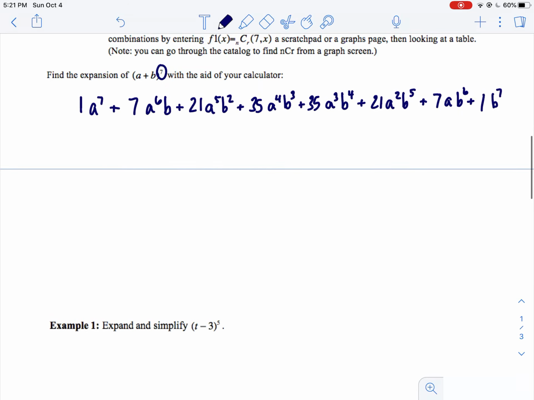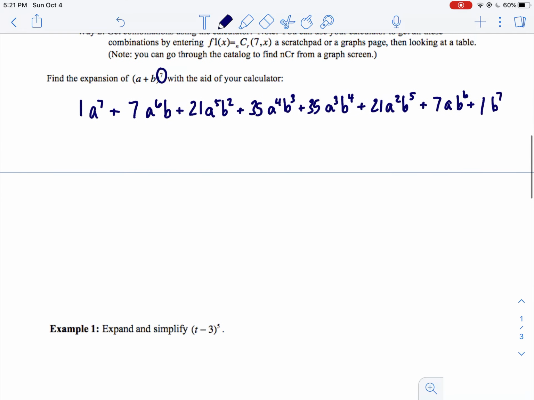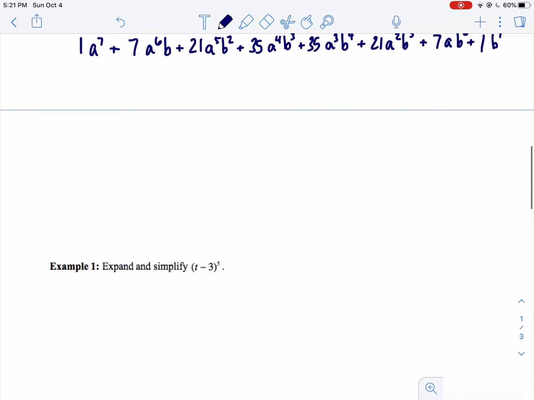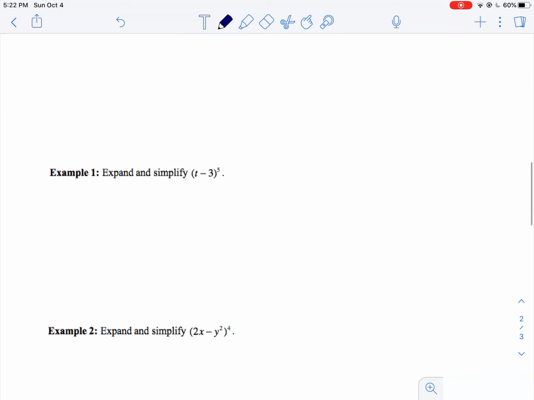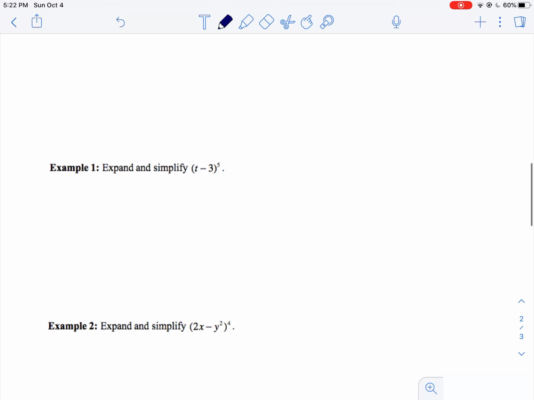Okay? So I wanted to do a couple of examples where instead of just having two simple variables, A plus B, what if we had subtraction? And what if instead of one of them being a variable, what if it's a number? Right? So let's look here at how would you expand t minus 3 to the 5th. Okay?